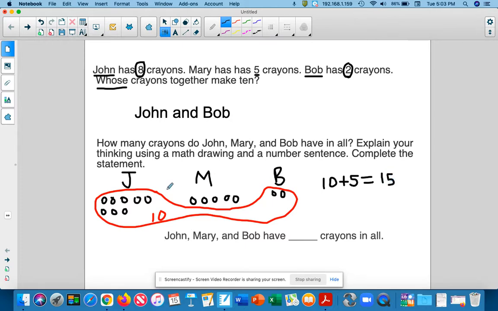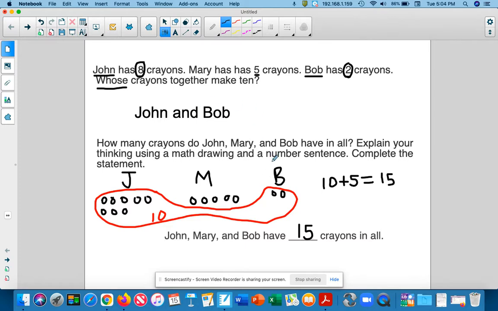We have 10, 11, 12, 13, 14, 15. And I also want to complete the statement. This is the statement. John, Mary, and Bob have 15 crayons in all.